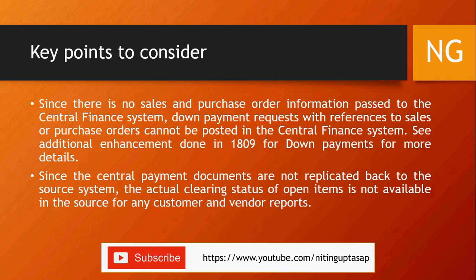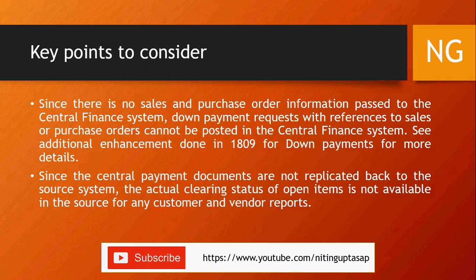However, there are key points to consider. Since no sales and purchase order information is passed to the Central Finance system, a down payment request with reference to a sales order or purchase order cannot be posted. But in 1809, a new functionality has been added for down payment. We'll talk about the down payment functionality in another session. So we need to think about that. And central payment documents are not replicated back.